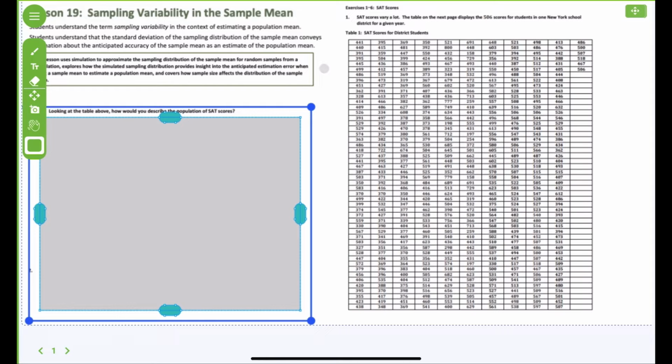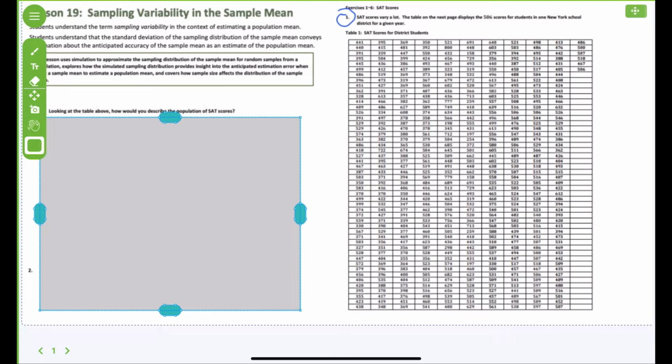Okay, so for exercises 1 through 6, we have SAT scores. Number 1 says SAT scores. It says the table on the next page displays the 506 scores for the students in one New York school district for a given year. And here they are. There's 506 scores. And it just so happens that the last score is 506.